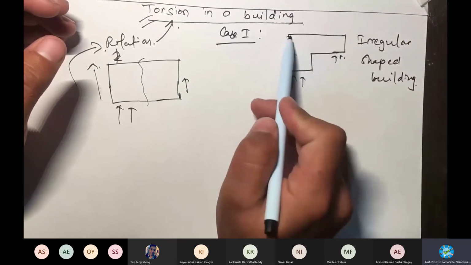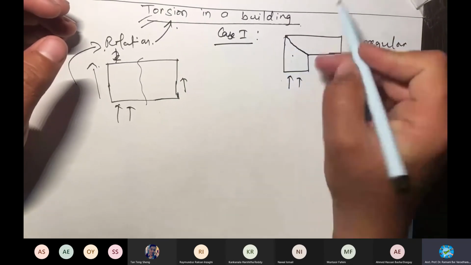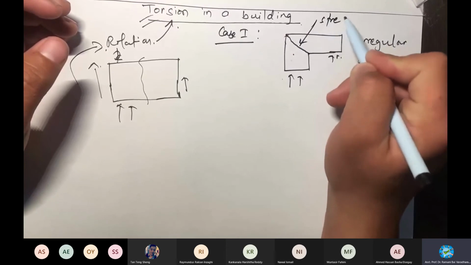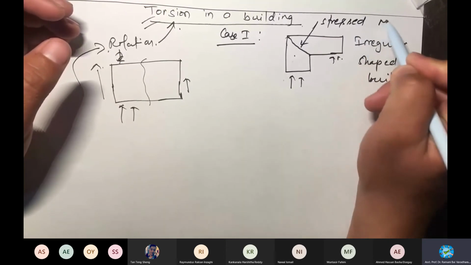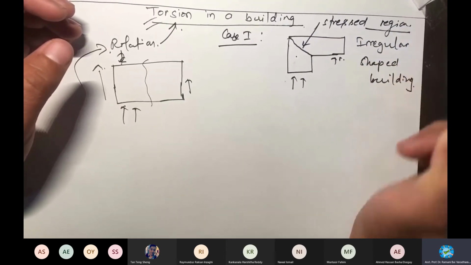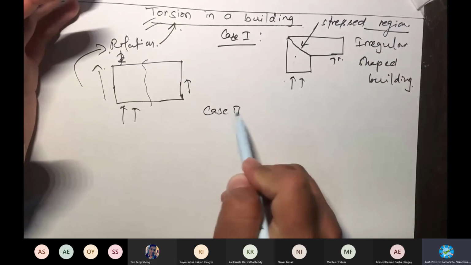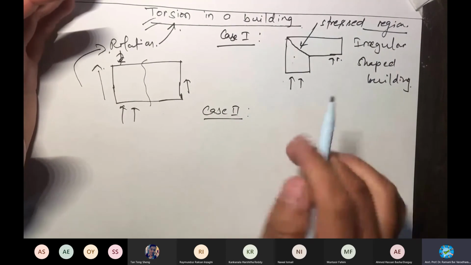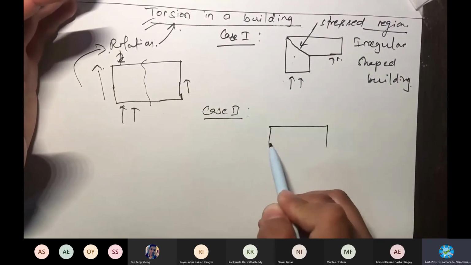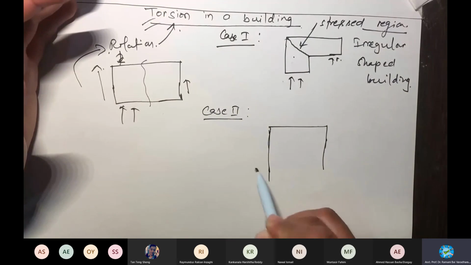All right, so due to this reason, this area over here is a stressed region. All right, and case 2. Suppose that we got a regular building like this. So this is the elevation of the building.